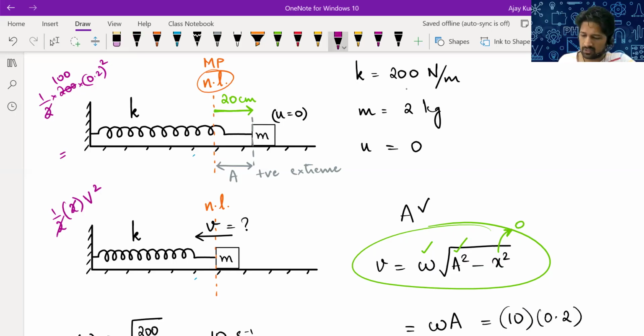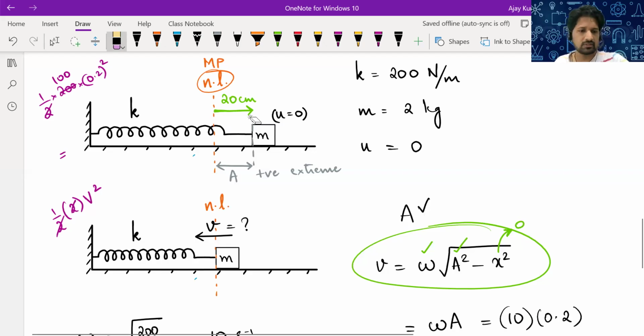Now I want you all to try this. Find out the time taken by the block to reach the mean position for the first time. This we had not done in energy conservation or any chapter before. We never involved time in the questions. But now, since we know that this system executes simple harmonic motion, we will be able to talk about time taken to move from one place to another as well.